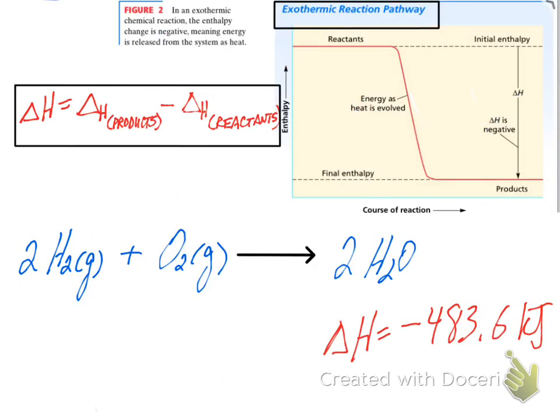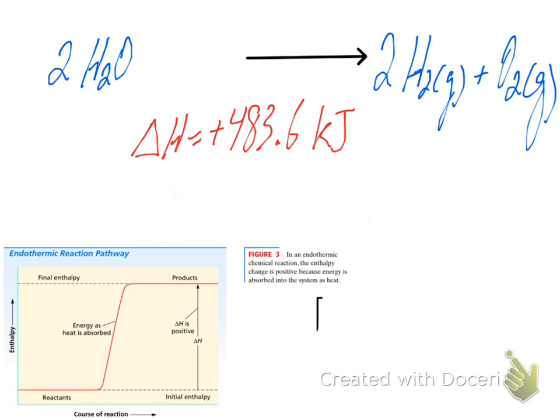endothermic pathway. The endothermic pathway is the exact opposite of what we've been talking about here. As you can see in the endothermic pathway, the reactants are at a much lower state than the products are. The products are at higher energy. So in order for this to move forward from reactant to product, we need to supply the system with energy, with heat. That's the only way to move this from one to the other.